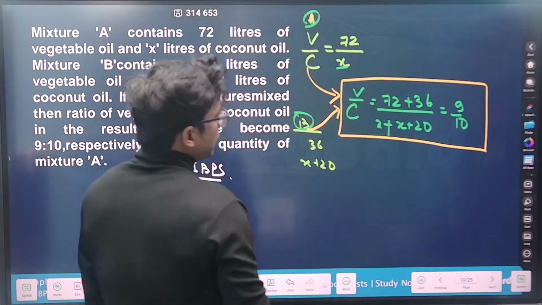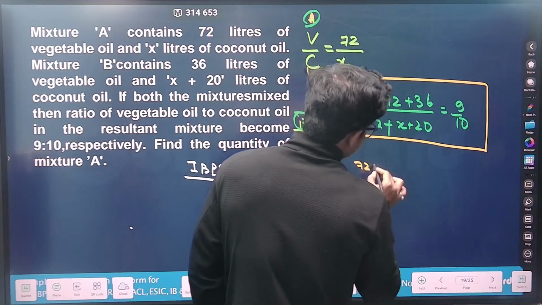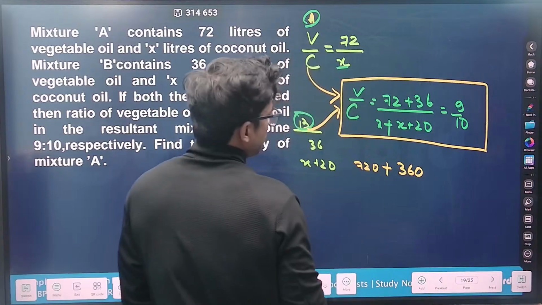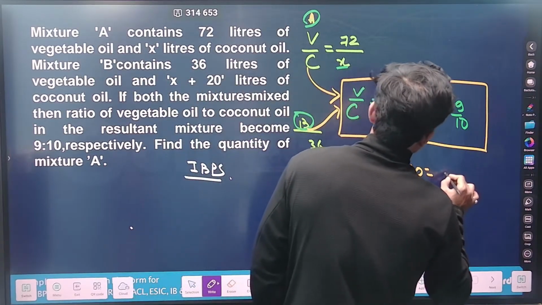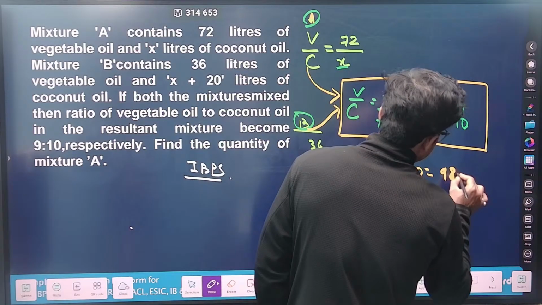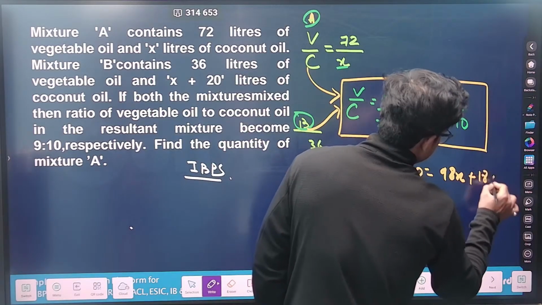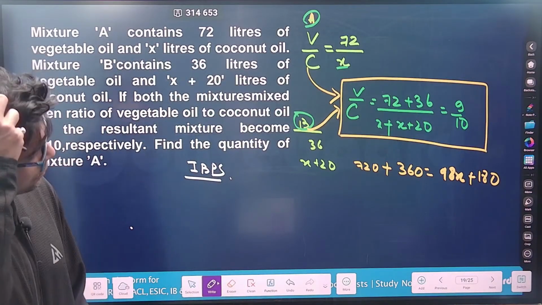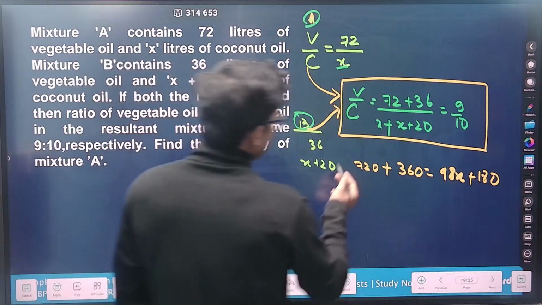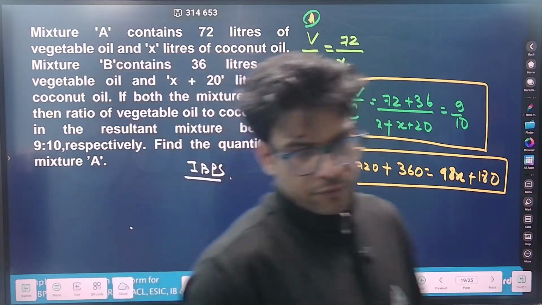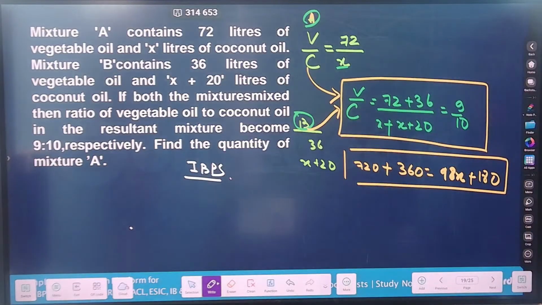From here what you need to get is 720 plus 360 is equal to 9 times 2x plus 20, means 18x plus 180. Is it right? Means the whole quantity will be known, na? So the value of x, you need to figure it out. Siddharth, Dhawan, can you please figure out the value of x from here? The question is just to figure out the value of x.